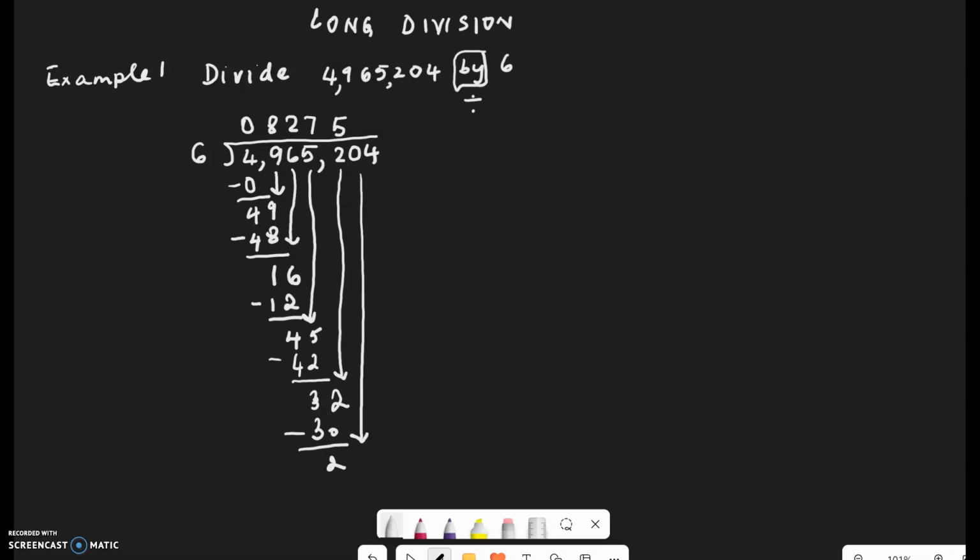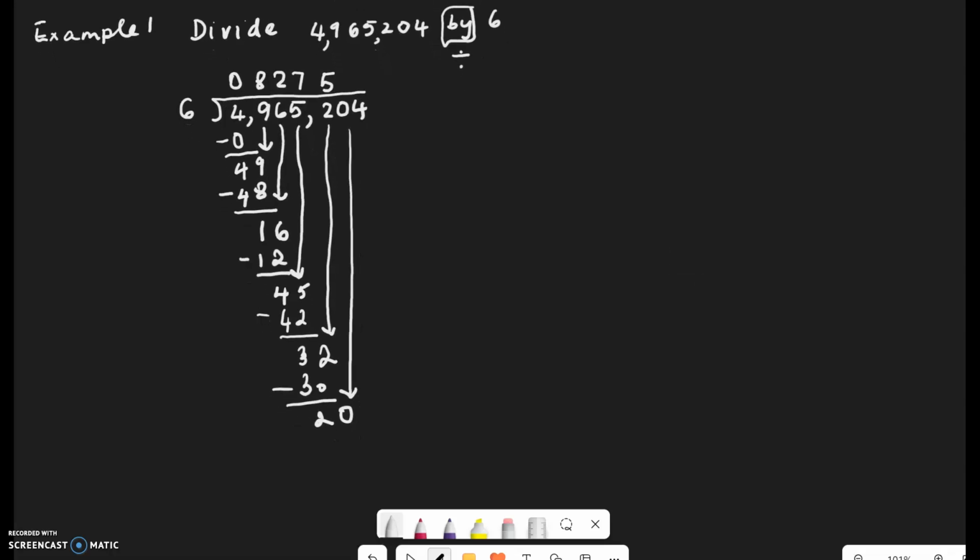Immediately pull the next digit down, which is a 0, which makes it a 20. And then again ask yourself, how many times does 6 go into 20? 6 1s are 6, 6 2s are 12, 6 3s are 18, 6 4s are 24. So 6 3s are 18 is the largest multiple. We get a 2 as a remainder. We pull the next digit down and again ask ourselves, how many times does 6 go into 24? 6 2s are 12, 6 3s are 18, 6 4s are 24. Subtract and we get a 0.